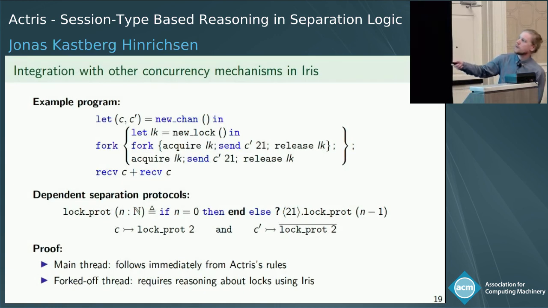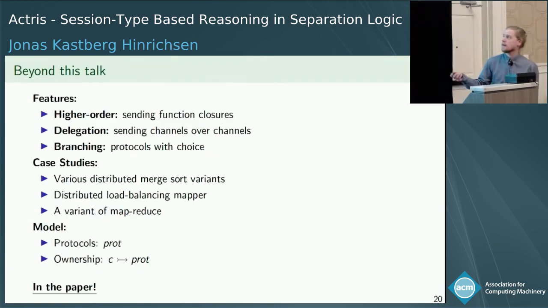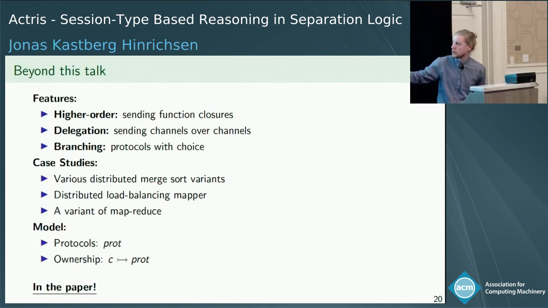So if you find that interesting and want to know more about that, as well as all the other things that I did not get to cover in this talk, such as the various other features of Actris, all of our case studies, which are distributed merge sorts, distributed load balancer, this MapReduce thing, and more about the actual definition of our model, all that stuff is in the paper and in the mechanization, and of course in my head.